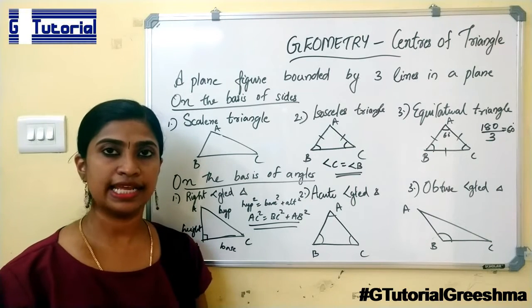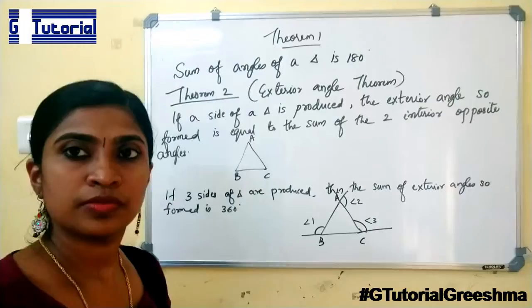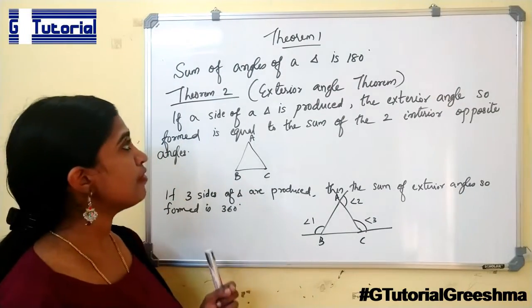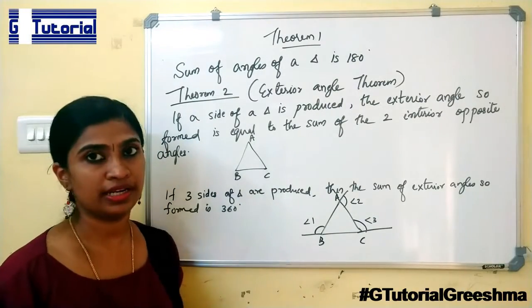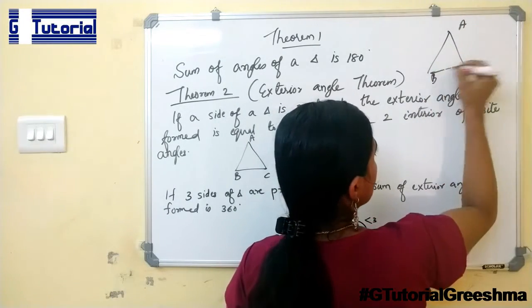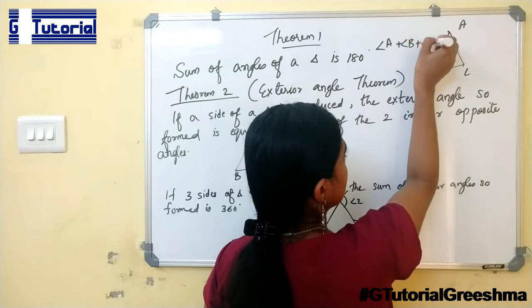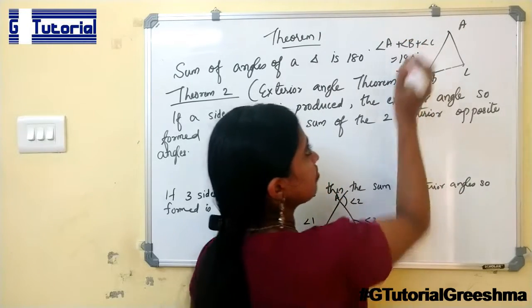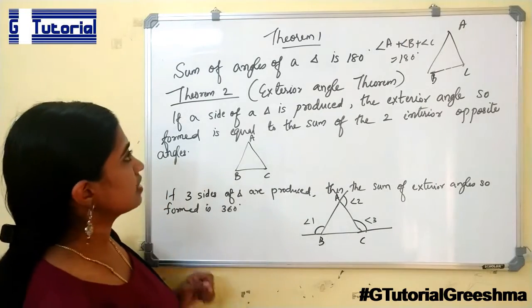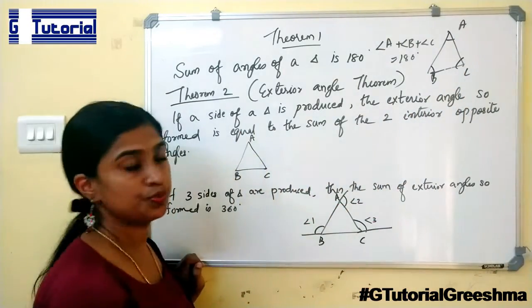Now let us study some important theorems from triangles. First theorem is sum of angles of a triangle is 180 degree. If ABC is a triangle, then angle A plus angle B plus angle C is equal to 180 degree. This is the first theorem. Next, let us study about the theorem 2.